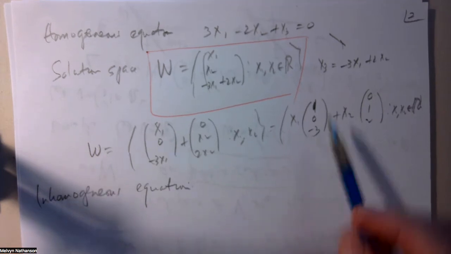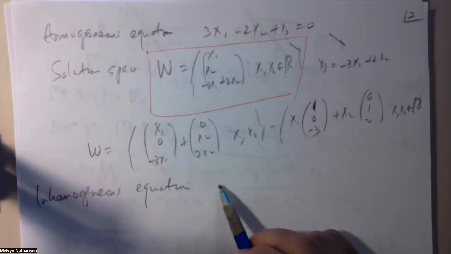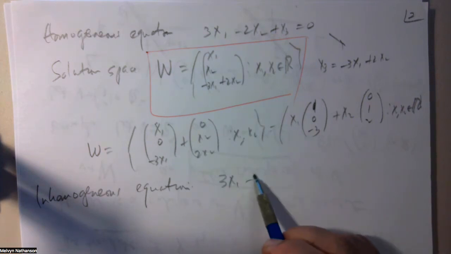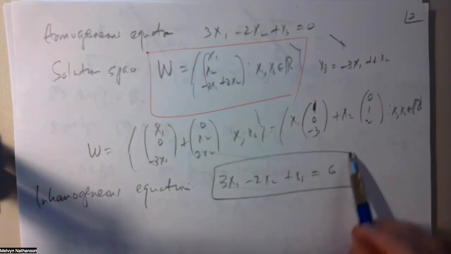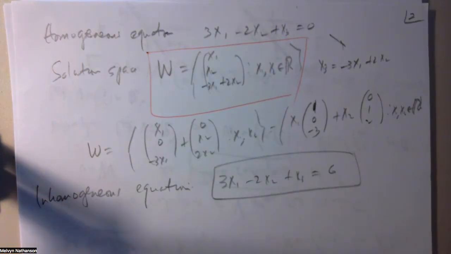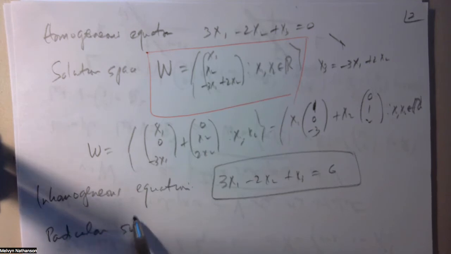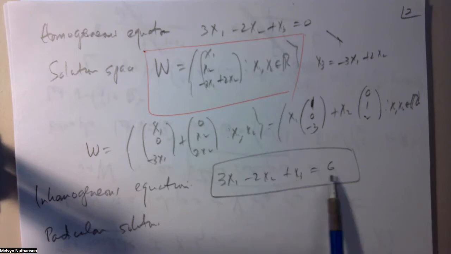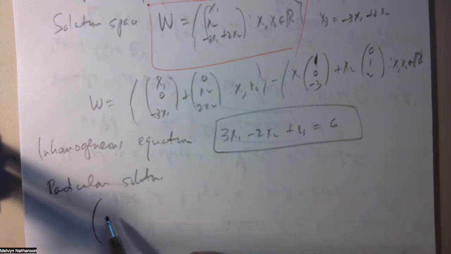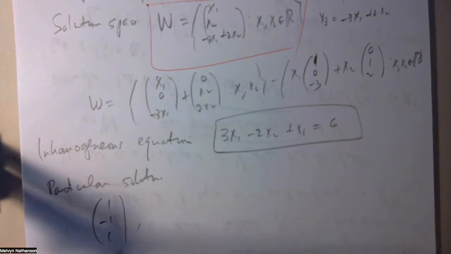So this is the equation when the right-hand side is not 0. For example, 3x1 minus 2x2 plus x3 equals 6. And this equation has a lot of solutions. For example, particular solutions, just examples of solutions. At x1 equal 1, x2 equal minus 1, and x3 equal 1, I get 3 plus 2 plus 1 equals 6. So one particular solution of the inhomogeneous equation is 1, minus 1, 1.